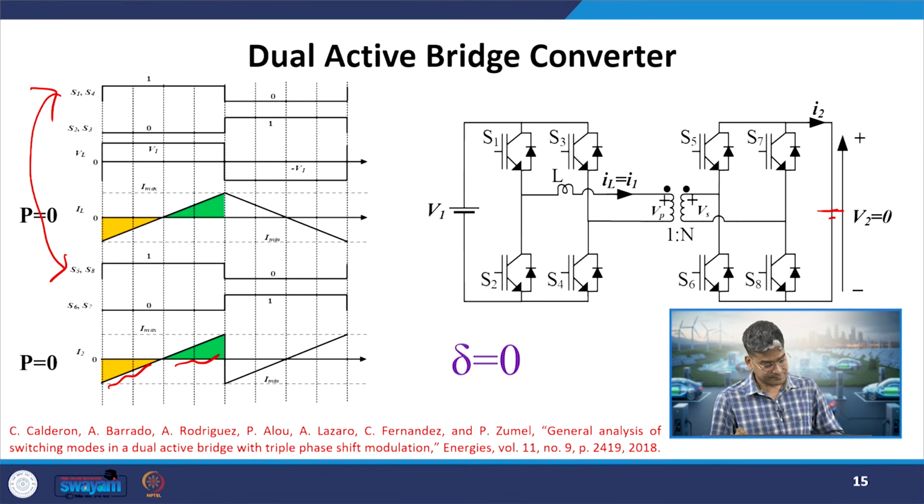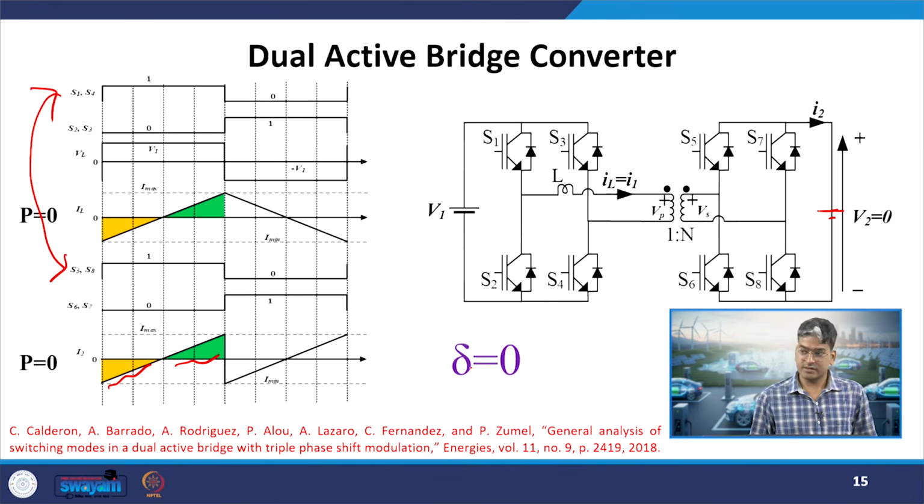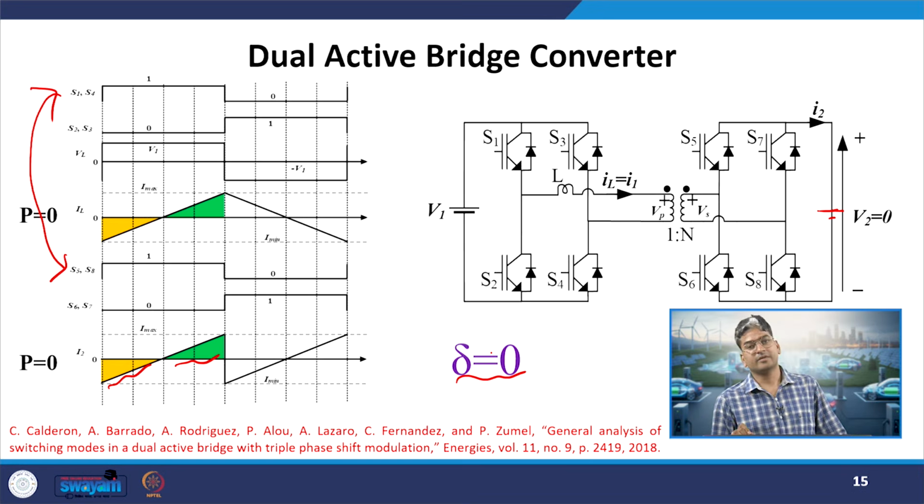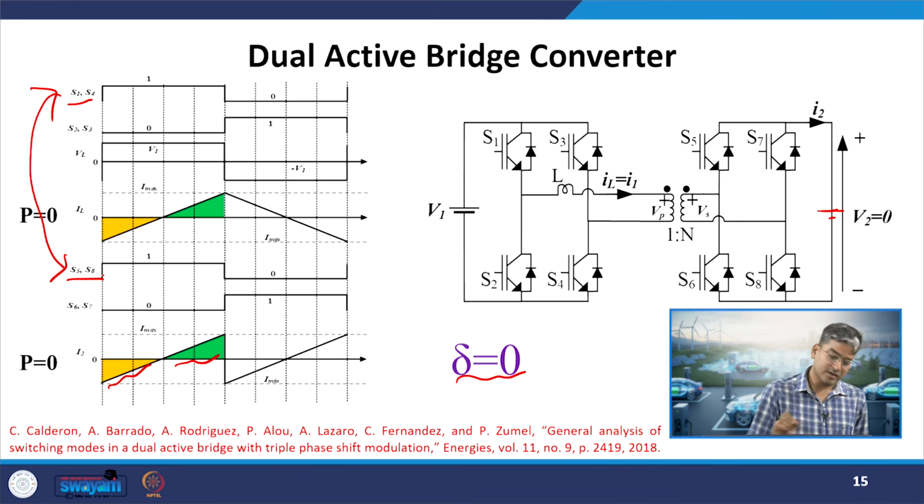Okay. So, we call this case as delta is equal to 0. Okay. So, we will define a delta, which is the shift between your primary and secondary side bridge operation. Okay. So, that is what is the meaning of delta. Here delta is 0, what is the meaning of that? Primary and secondary bridge are not having any shift in the gate pulses, that is the positive devices, that is S1 and S4, and S5 and S8 are having the same pulses. Okay. So, when we have this type of operation, when the delta is 0, the power transfer to the load is 0.